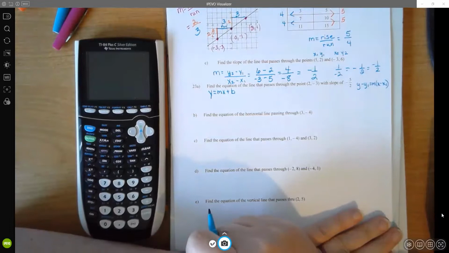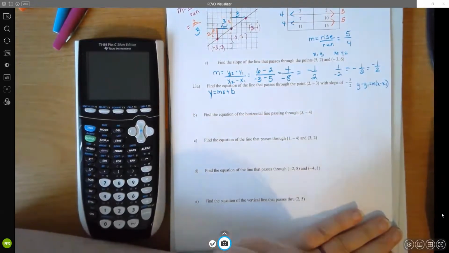When I read this problem, I see the first three words are find the equation. That means my answer needs to be an equation. I need an equation for an answer, and I am not done with this problem until I have an equation. An equation will be y equals or x equals, and I need to find that. To find the equation, I need 2 pieces of information. I need the slope and the y-intercept.